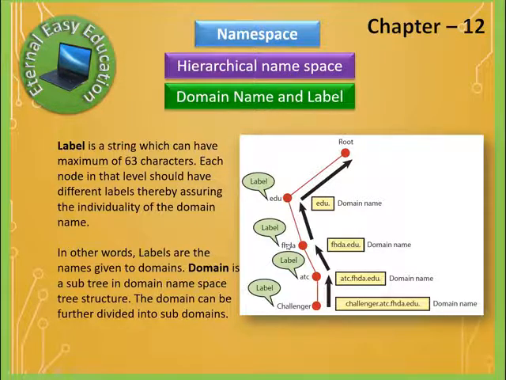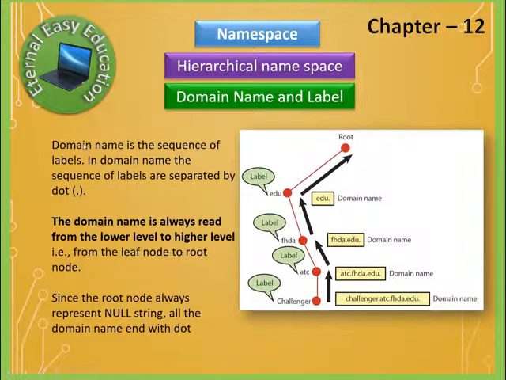See here, each word is represented as a label, but the domain name is in the form of a complete sentence. That is, challenger.atc.fhda.edu is a domain name. And if I leave the first word and take atc.fhda.edu, these three words together form another domain name. So domain name is the sequence of labels. Yes, a domain name can have any number of labels. This domain name has 1, 2, 3, 4 labels. Here it is only 3 labels.